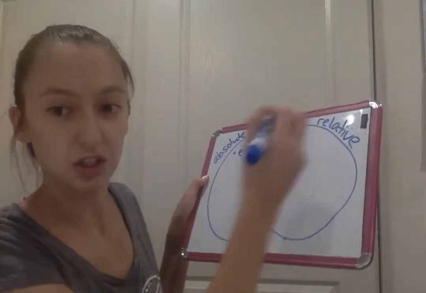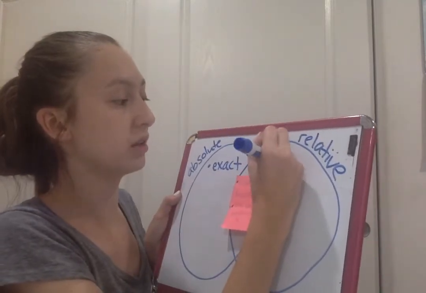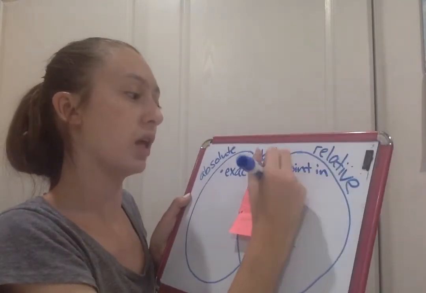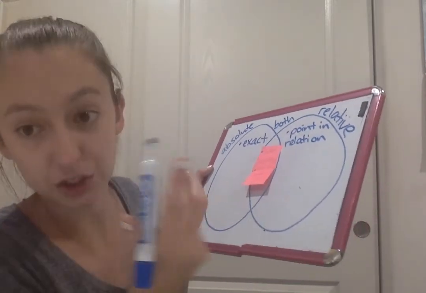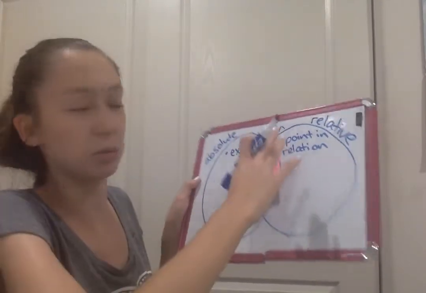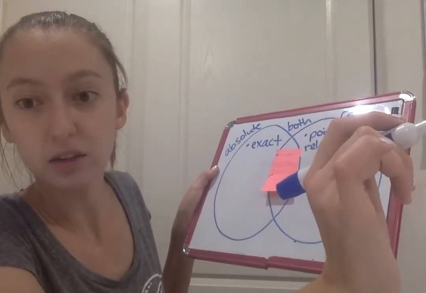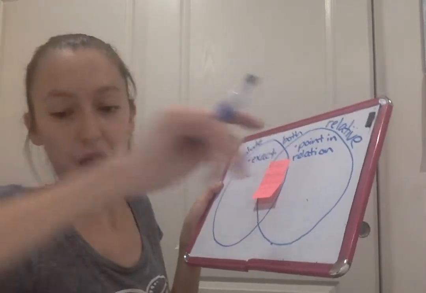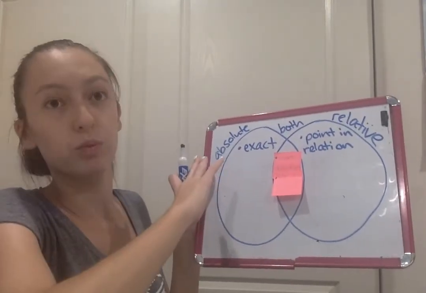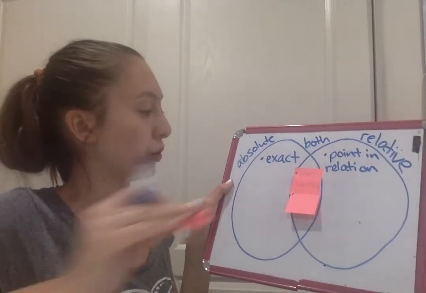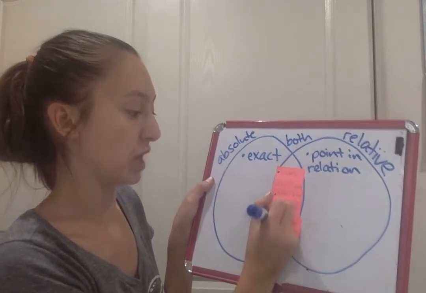Yes, so relative location, we'll call that a point in relation, because it describes where something is compared to something else, right? So it's a point in relation to. Now let's see, anything else? Oh yes, can be found on a map. And which can be found on a map? Absolute? Yes, both. So both absolute and relative can be found on a map or GPS.